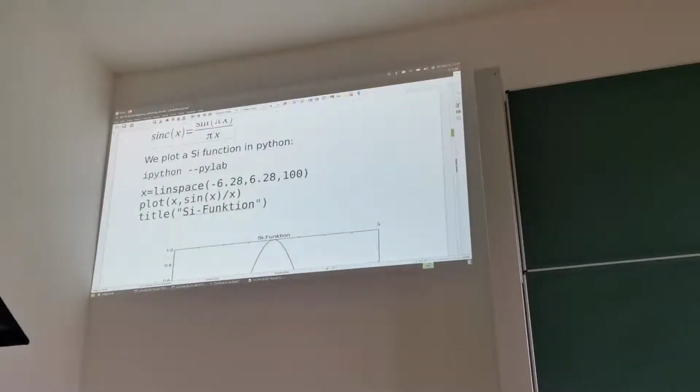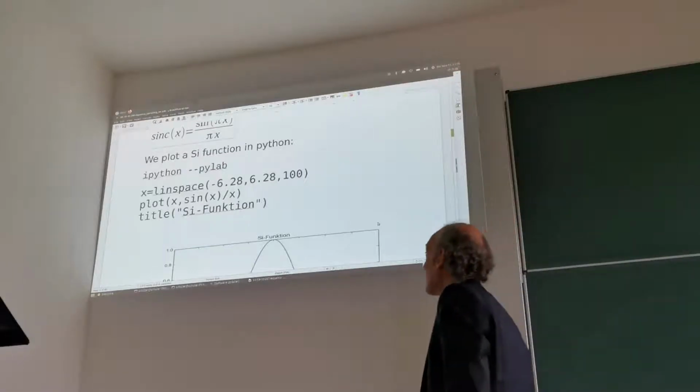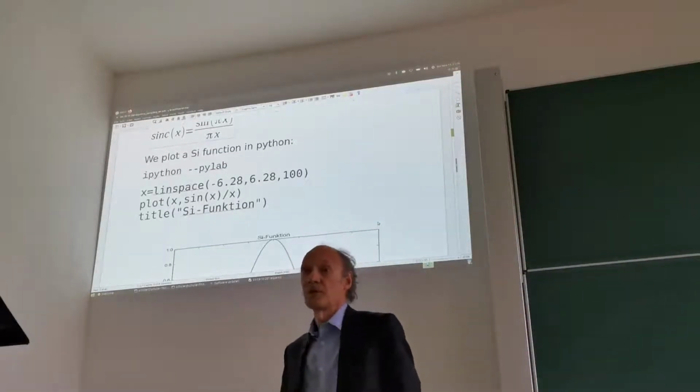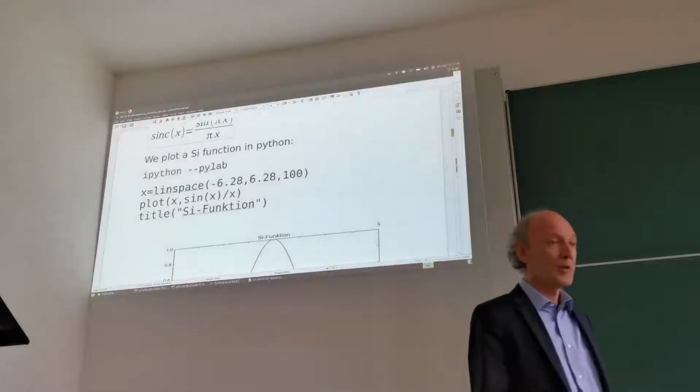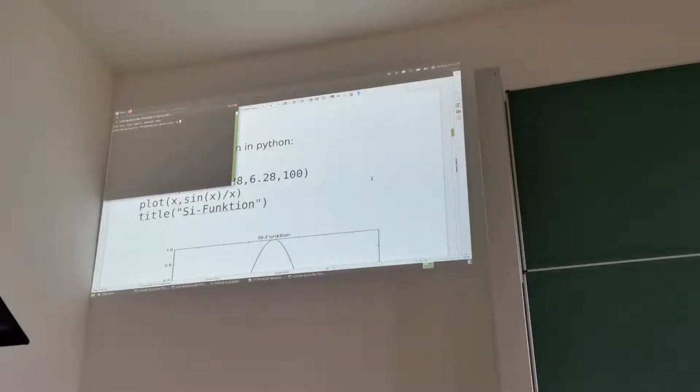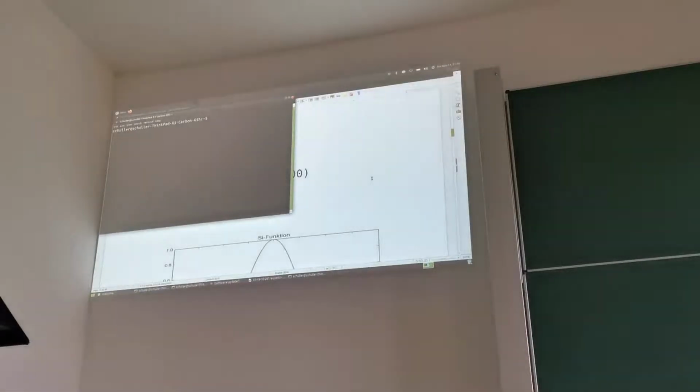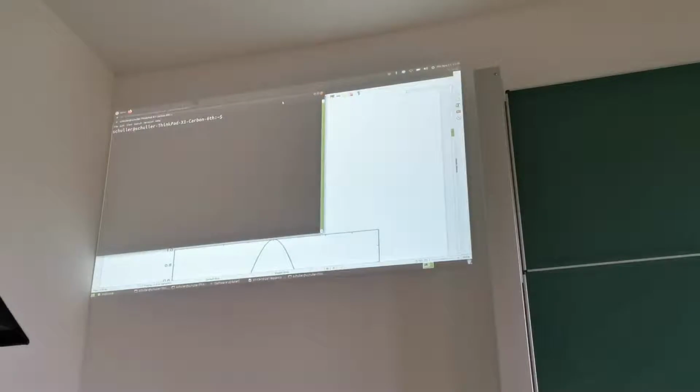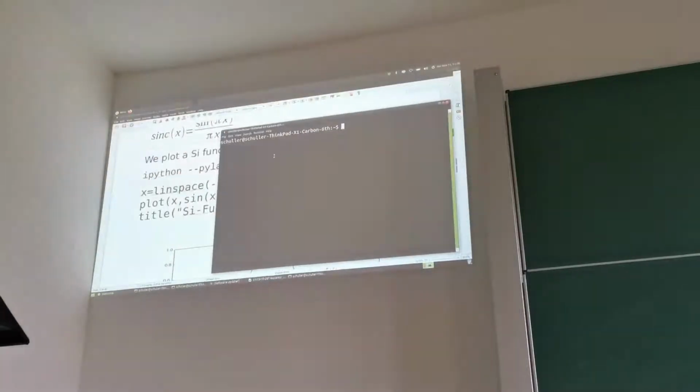Yeah, and we can also plot it using IPython. So we can start IPython minus pylab. Maybe I can show you. So we just open a terminal. I get it here. And then we just type IPython minus pylab.